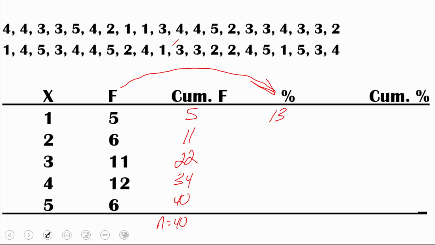What percentage of students earned a 2? There are 6 students who earned a 2 relative to 40 students overall. That equals 0.15, or 15%.